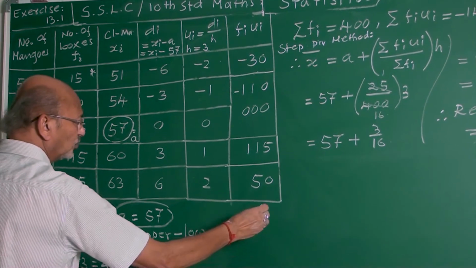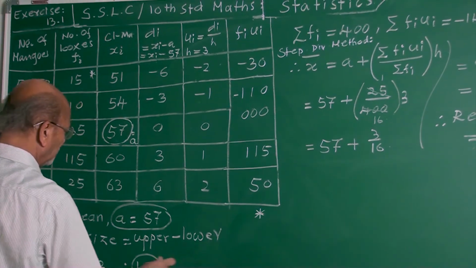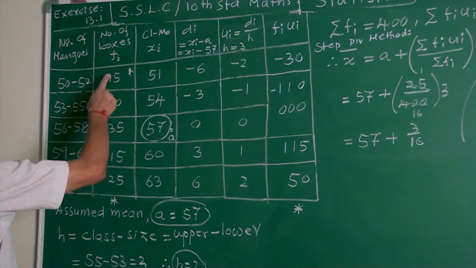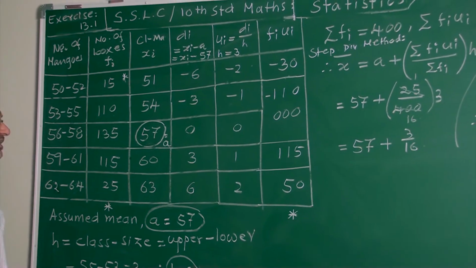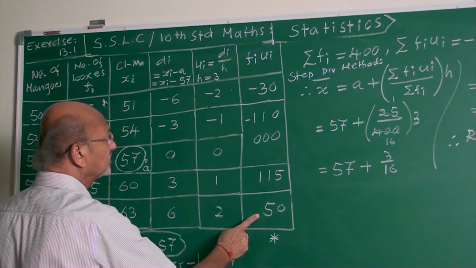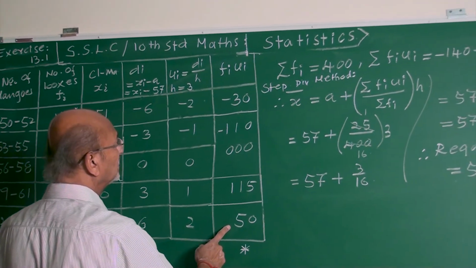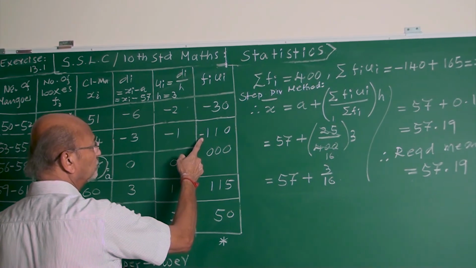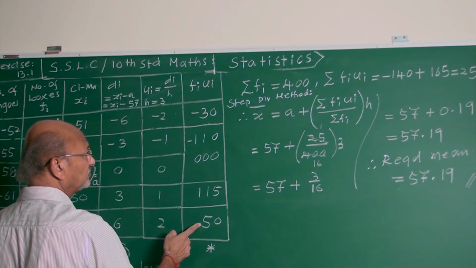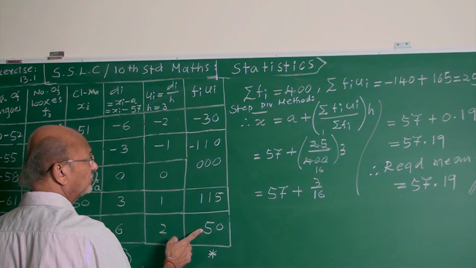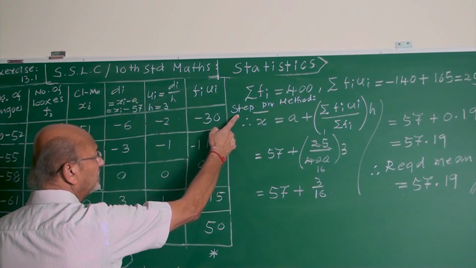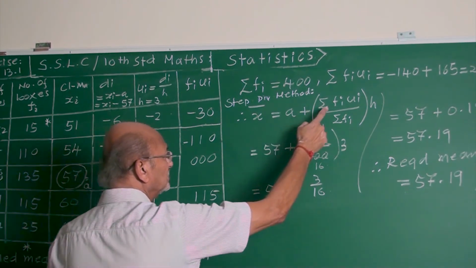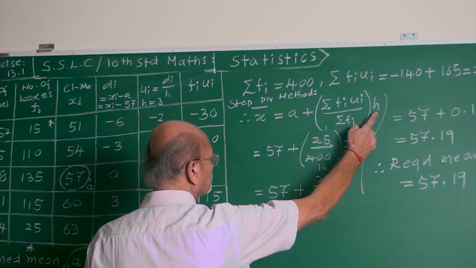This is the last column, you have to concentrate. Then this Fi, you have to concentrate. Sigma Fi, adding these, 400. Sigma fi ui. This is what? This is minus 140 plus 165. Simplification is 25. Then by the step deviation method, formula x bar is a plus sigma fi ui upon sigma fi into h.